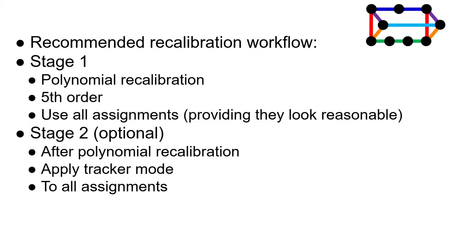So in summary, my recommended recalibration workflow for data in AutoLogis is to apply a 5th order polynomial recalibration to all assignments as my first and main stage of recalibration, and then if I need a more advanced, higher accuracy recalibration after that, I would apply Tracker mode again to all assignments, but only after I'd already applied the polynomial recalibration.